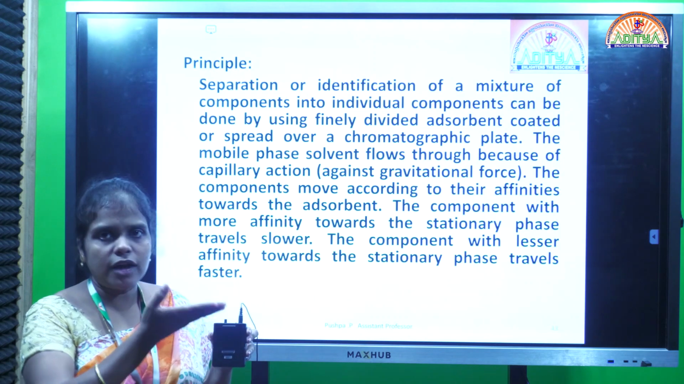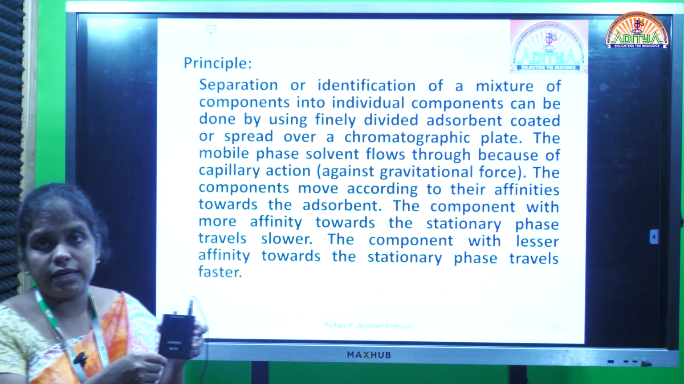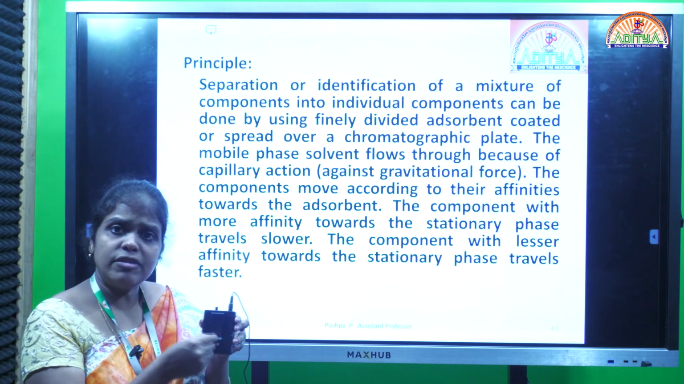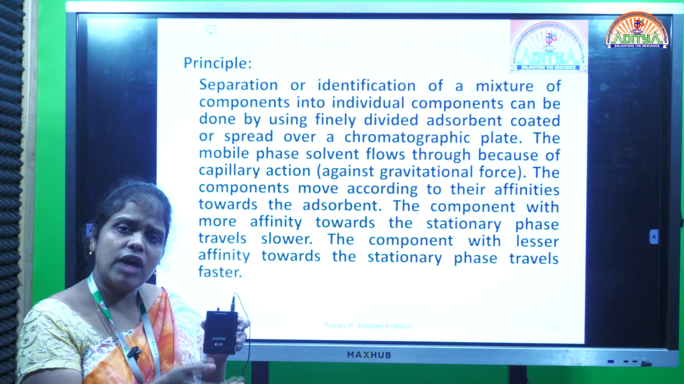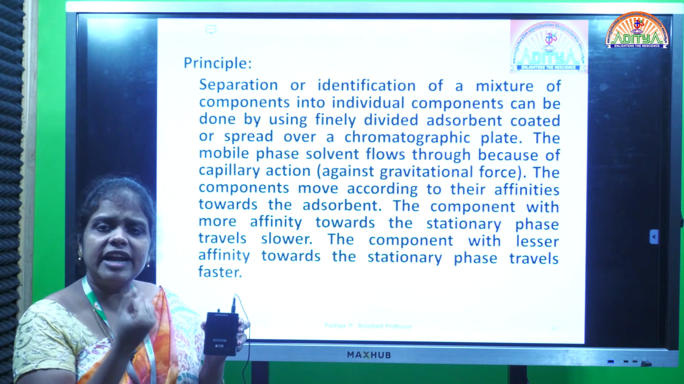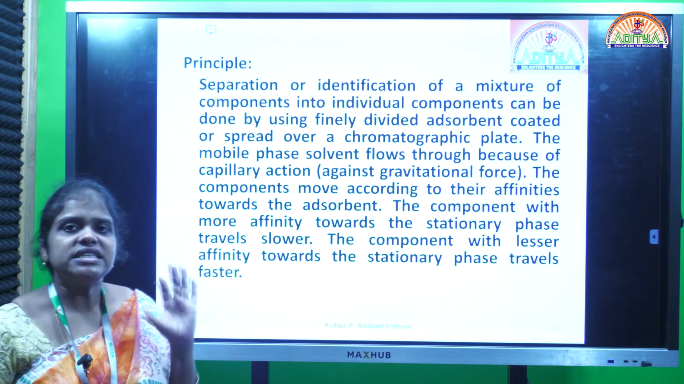The mobile phase will undergo elution, and for the samples which you spotted on that slurry or the stationary phase, if a sample has more affinity with the mobile phase, it will move fast with the mobile phase. If that sample has more affinity or binding interaction with the stationary phase, it will take more time to get eluted. That is the main thing.